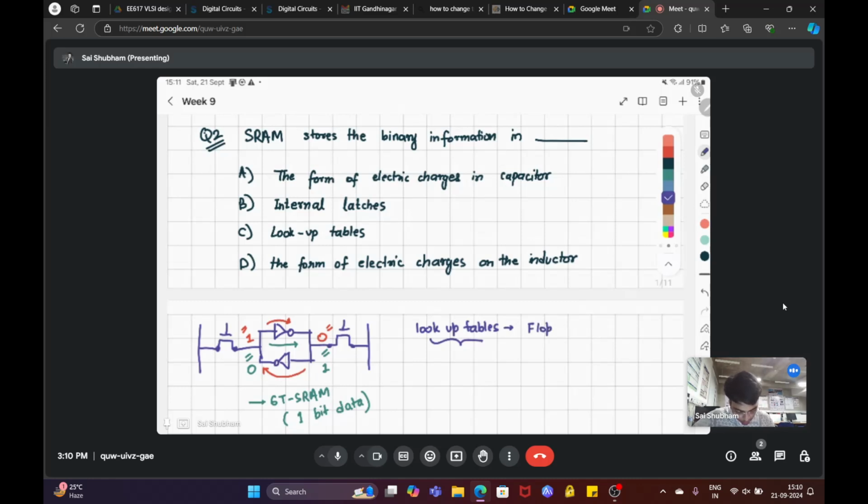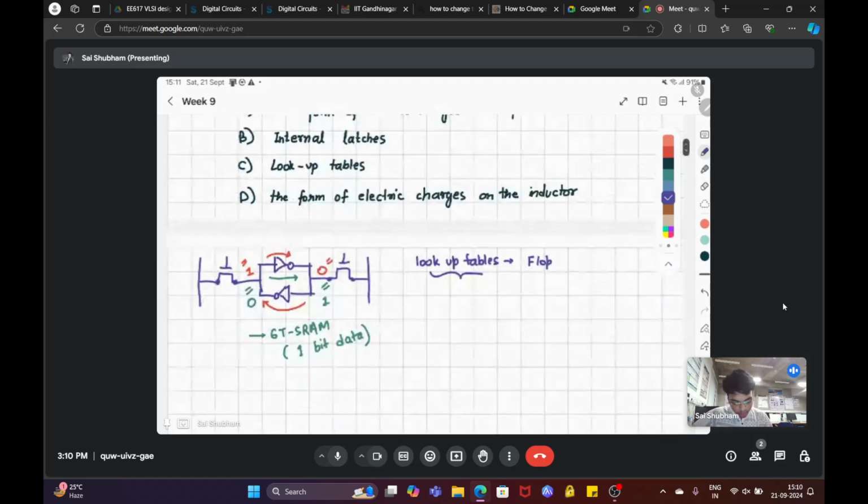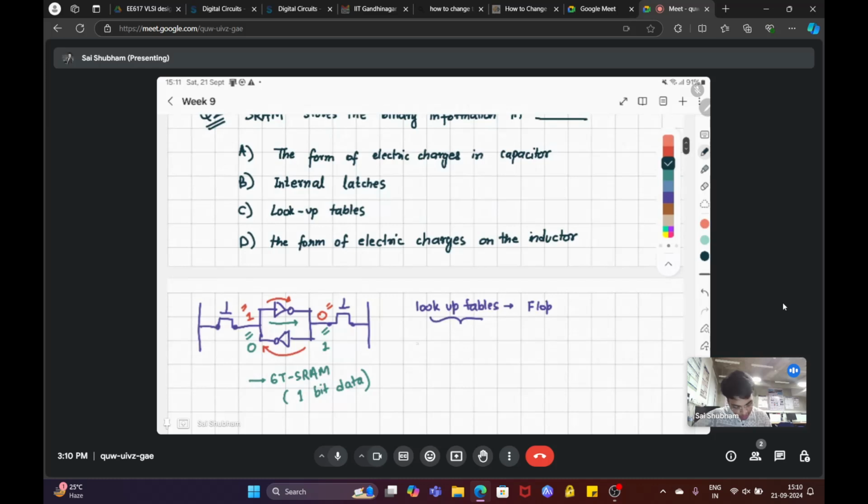If the data is stored in the form of electric charges, then that is the case of a DRAM. In DRAM, there is an access gate and there is a huge capacitor. Whatever data is there, it is stored as a charge on the capacitor. If the charge is high, then it is 1. If it is low, this is 0.